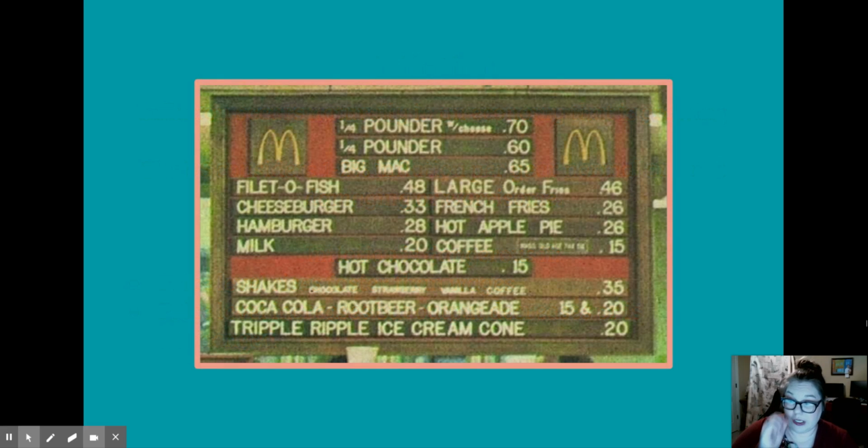Look at this McDonald's menu from 1970. The prices are so low compared to today. You can get a Big Mac for 65 cents back then, a hot coffee for 15 cents. I don't know what a triple ripple ice cream cone is, but it sounds good, and it's only 20 cents. That seems so cheap to us.